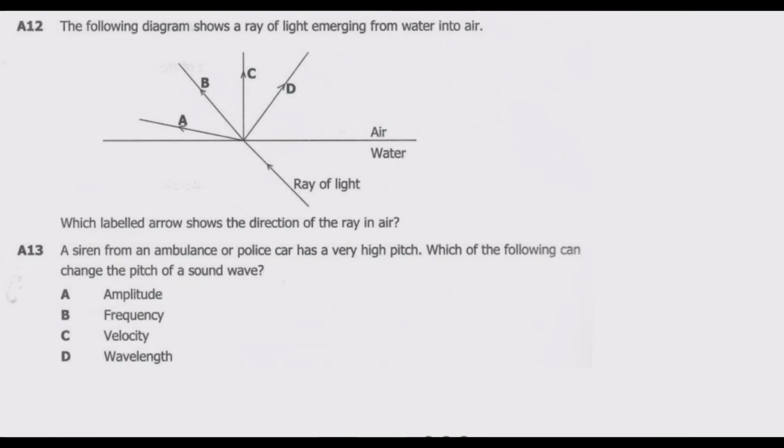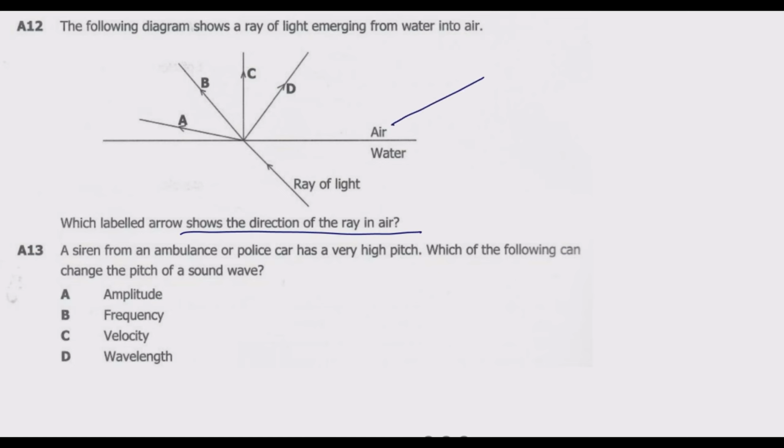Let us look at question 12. The following diagram shows a ray of light emerging from water into air. Which labeled arrow shows the direction of the ray in air? So basically, the question is requiring us to show the direction. Before we answer, we need to understand the two media.